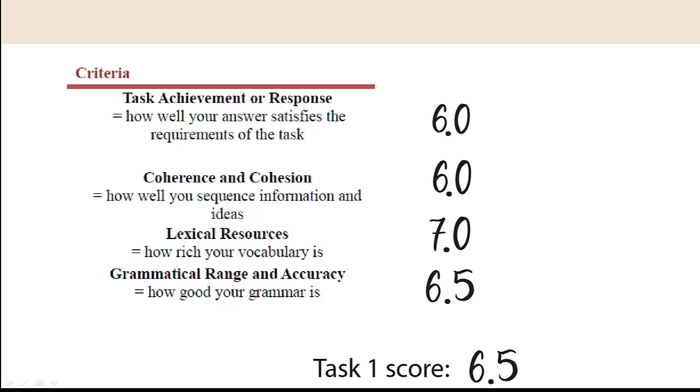So for instance, if you get 6 for task achievement as well as coherence and cohesion, 7 for vocabulary, and 6.5 for the use of grammar, the total score for this task will be 6.5. The score is always rounded up in a test taker's favor, meaning that 5.8 would give you a 6, and 6.1, 6.2 would give you a 6.5.